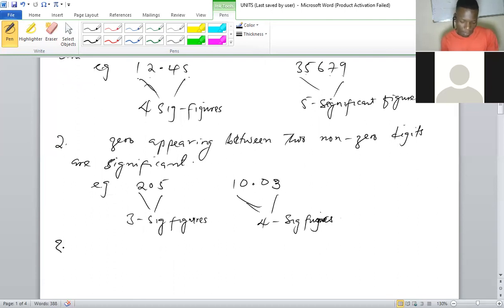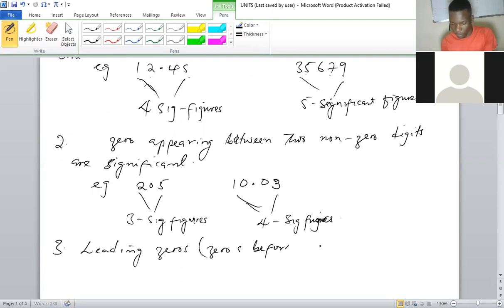So we have point number 3, leading zeros. Okay, leading zeros, and with these leading zeros, we are just talking about the zeros before non-zero digits. And these are not significant.